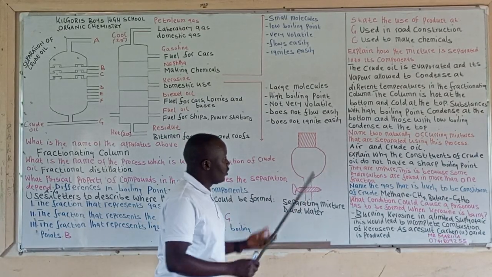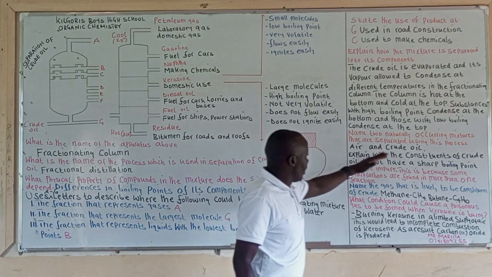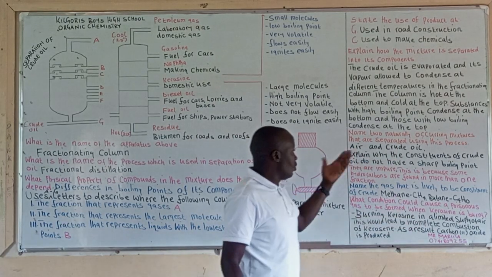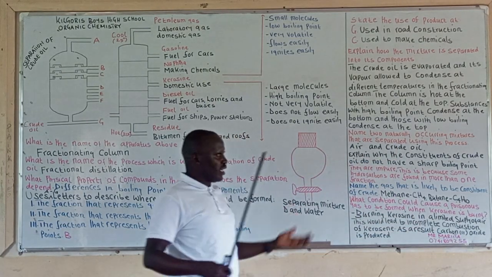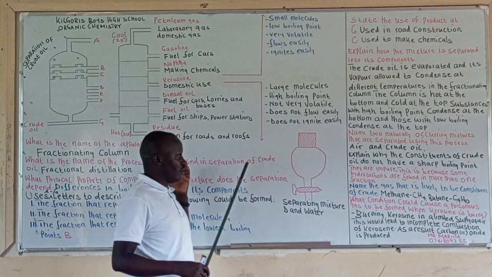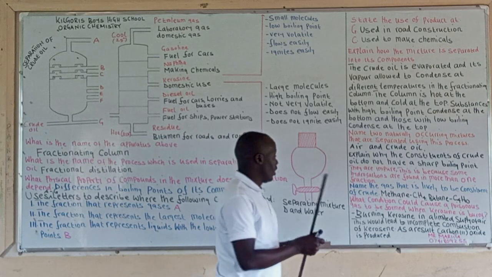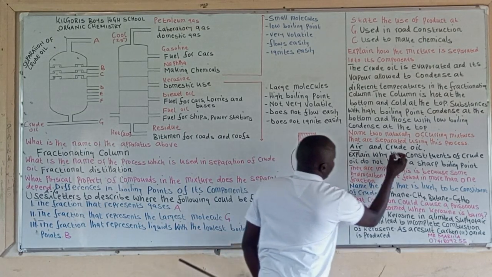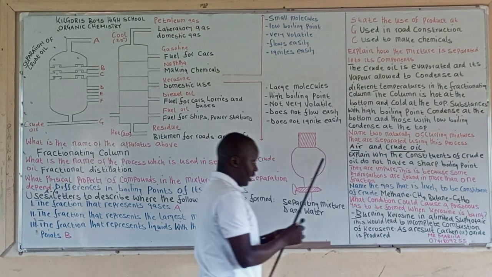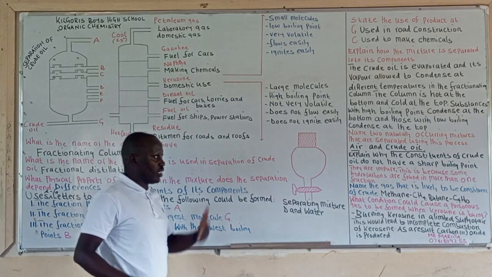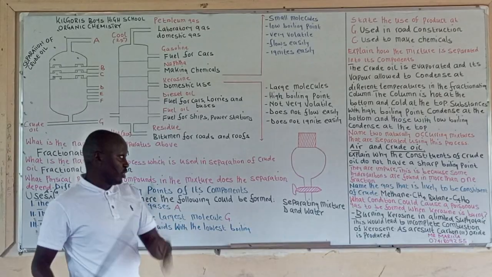Name two naturally occurring mixtures that are separated using this process. The mixtures which can be separated using this process: you talk of air and also crude oil. So we have air and crude oil. These are the naturally occurring mixtures which can be separated using this process.